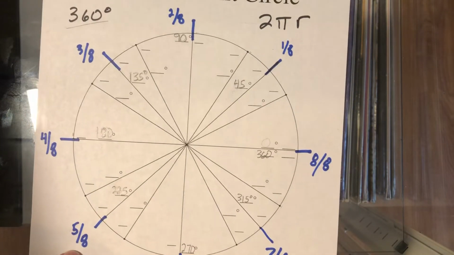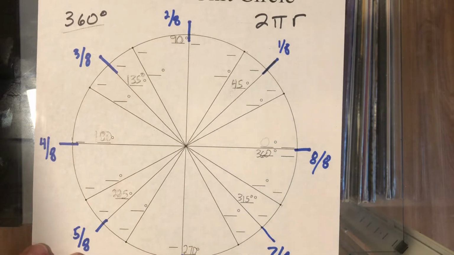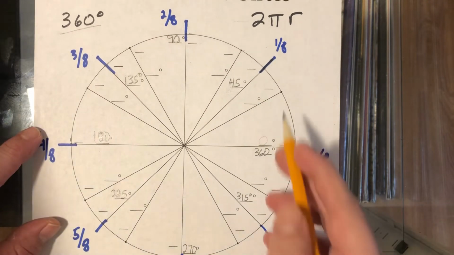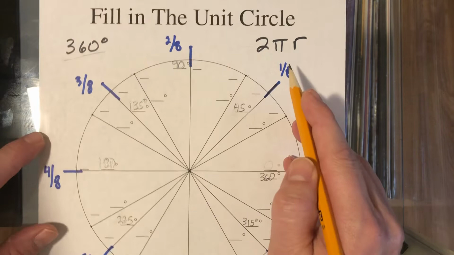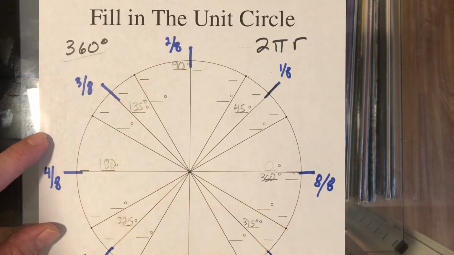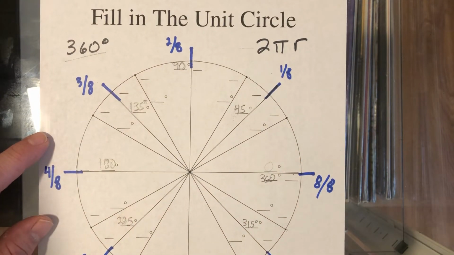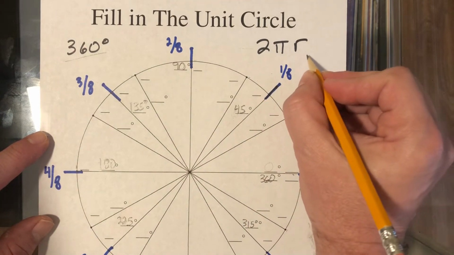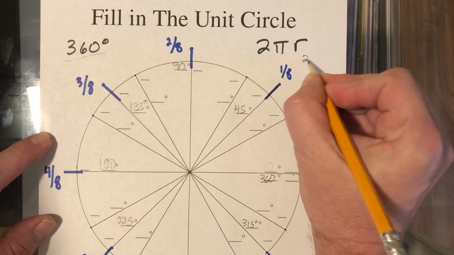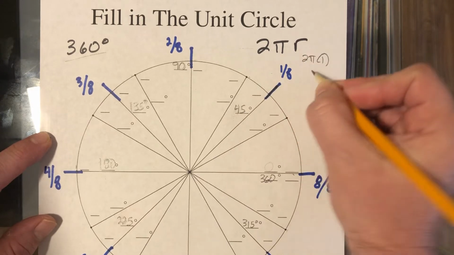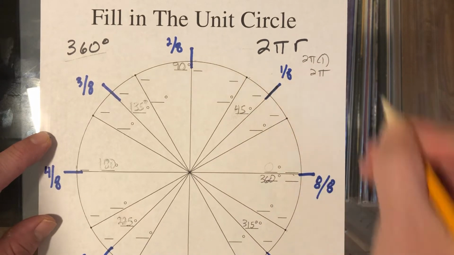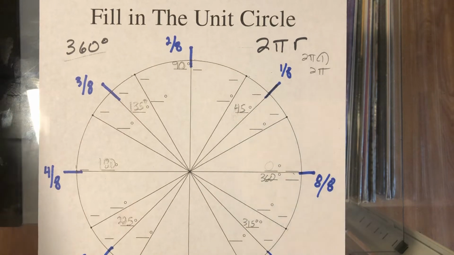Okay, well, let's see how this applies to the concept of radians. All right, remember when you're using radians, you're using what's called a unit circle, and what that means is the radius of your circle is 1 unit long. We know the circumference of a circle is 2 pi times the radius. So if I do 2 pi times 1, that would be 2 pi radians in an entire circle, okay?